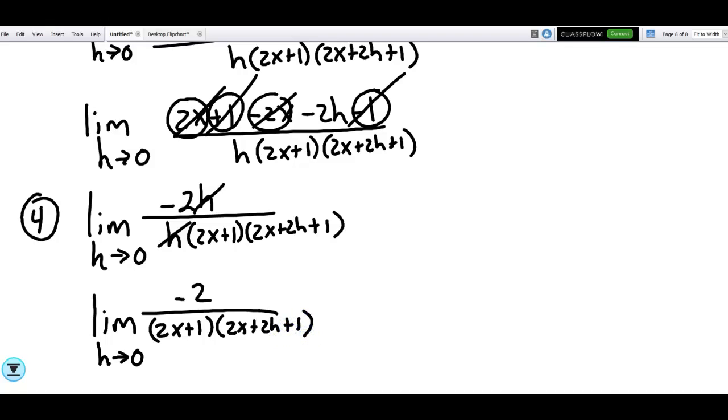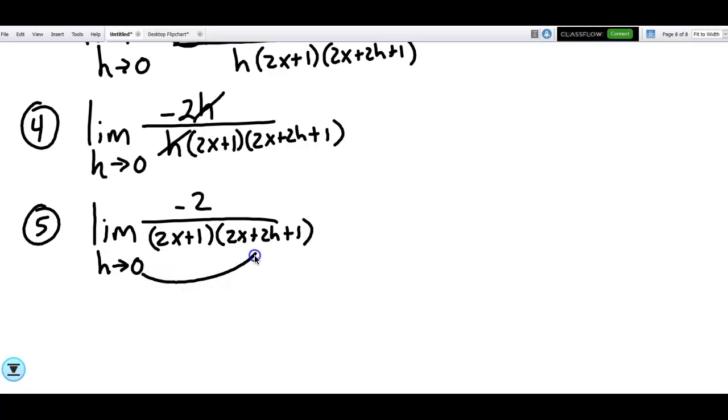Okay, after step 4, after you remove the discontinuity, you're good to do your direct substitution and simplify it. So in this case, I'm going to plug 0 in here for my h.